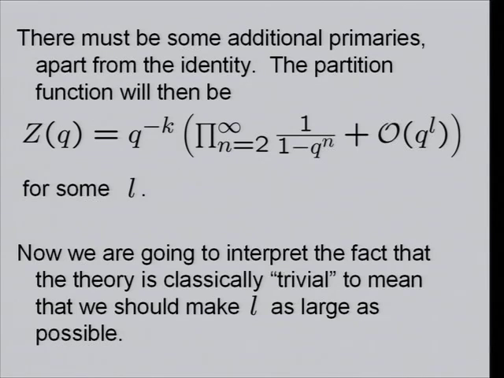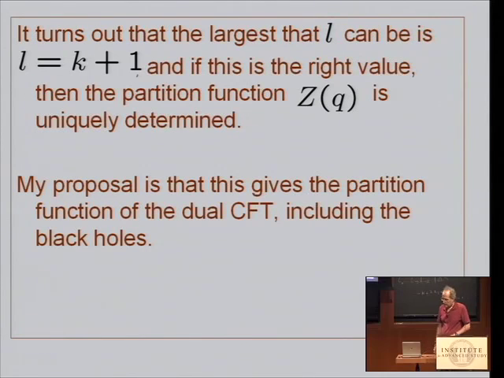And the partition function is not going to be the function we wrote. It'll begin that way because near the vacuum, Brown and Henneaux already described all the light excitations of the vacuum. So it will begin this way, but at some point there will be more states. And we're going to interpret the fact that the theory is classically trivial to mean we should make L as large as possible. As far as the near anti-de Sitter space, there was nothing except these states. We have to add something else, but we're going to push it up as far as we can. It turns out that the largest you can make L is k plus 1, and if this is the right value, then the partition function is uniquely determined. And my proposal is that this gives the partition function of the dual conformal field theory, including the black holes.